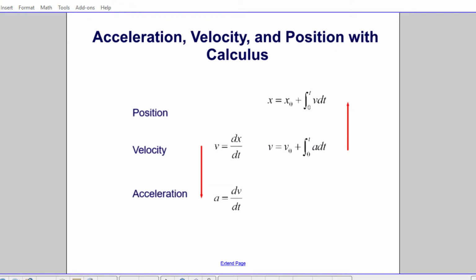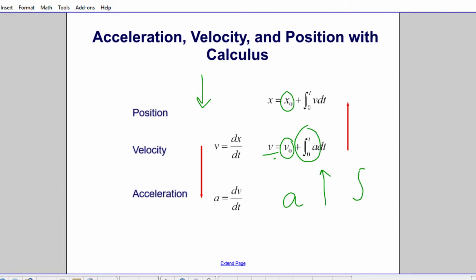So here's a handy little mnemonic. If we're given position x and we want to find velocity or acceleration, we go down this way with the derivatives. So velocity is dx/dt, acceleration is dv/dt. If we're given a and we want to go in the other direction, you integrate it once to get velocity, and be sure to add the initial velocity here, and you go one more step to find the position, and that's an initial position.